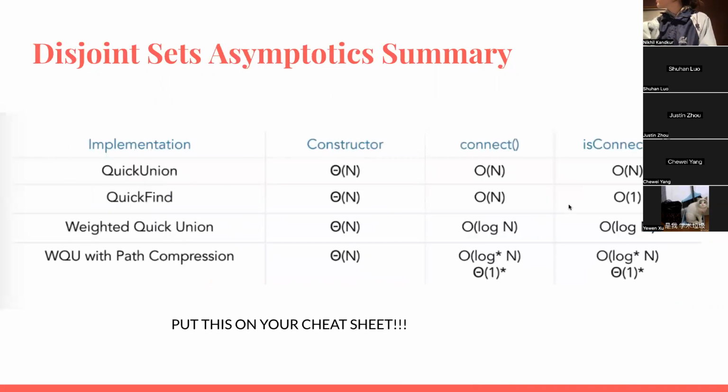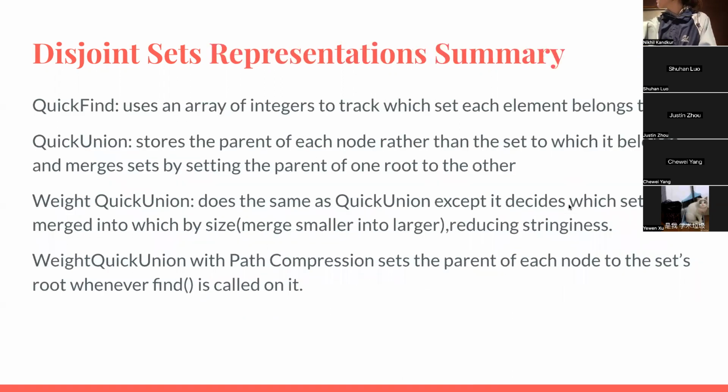And I suggest for disjoint sets to understand this table conceptually, but the best idea is to put this on your cheat sheet because that would be really helpful. This is just a summary if you want to refer to it later.